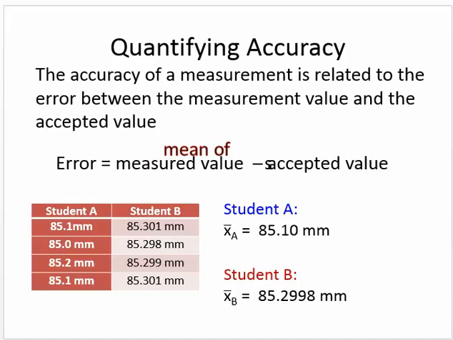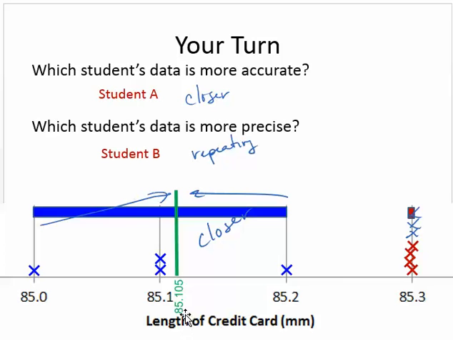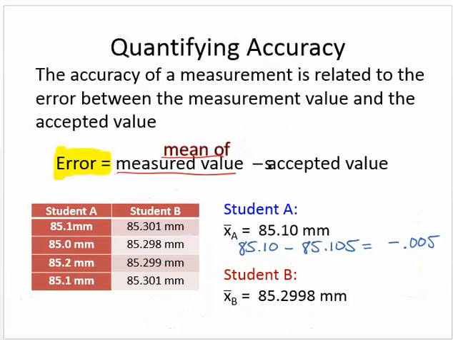If we wanted to find quantifying accuracy, how accurate are they? Well, we can find their error. The way we find their error is we take the mean. Mean means the average of their measured values. So student A, if you add all these up and divide by 3, you've got an average of 85.1. We subtract it from the accepted value. Again, the accepted value is 85.105. When we do that, we find out that student A, on average, is off by 0.005. So they're very close.